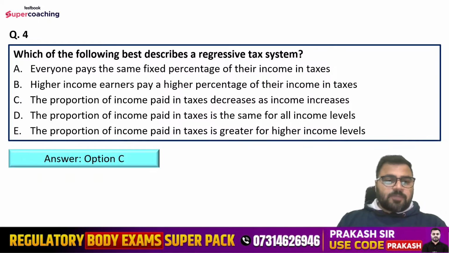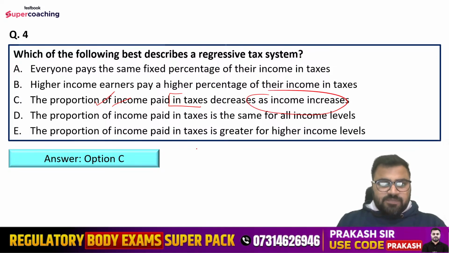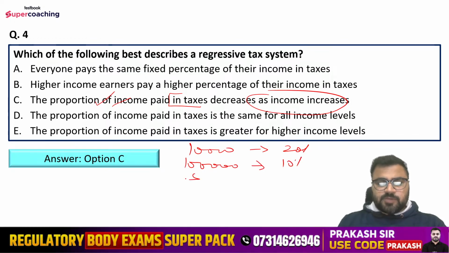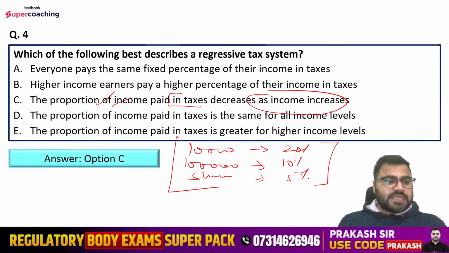So right answer is option number C, that is the proportion of income paid in taxes decreases as income increases, right? So for example, when your income is 10,000, you are paying for example 20% taxes. When your income is becoming 1 lakh, ठीक है, you are paying यहाँ पे 10% taxes. When your income is becoming 5 lakh, you are paying 5% taxes. So what is happening, as your income increases, tax rates decrease here.